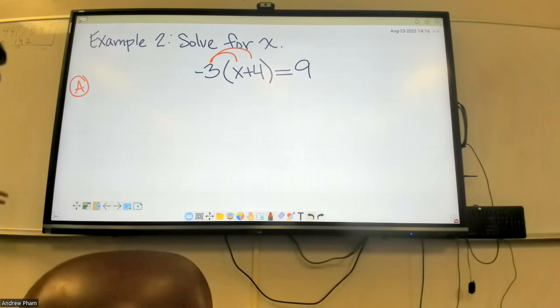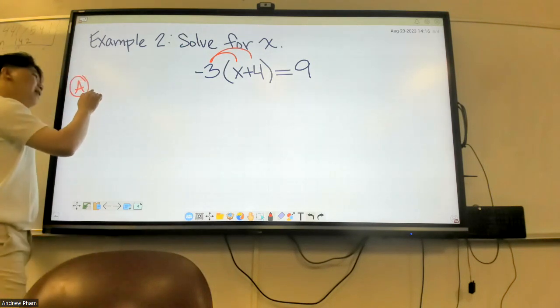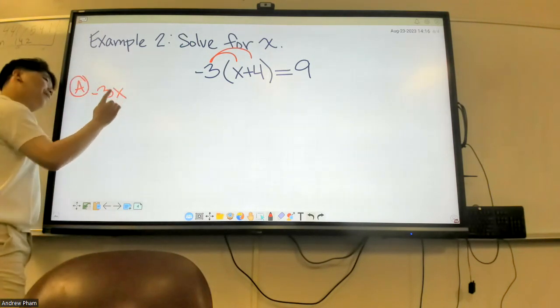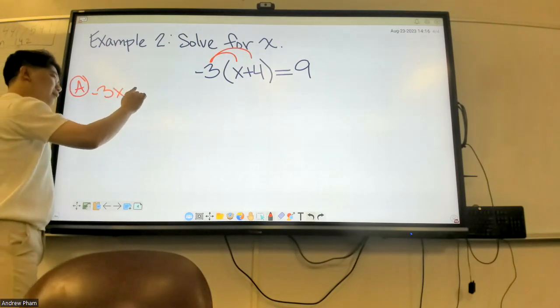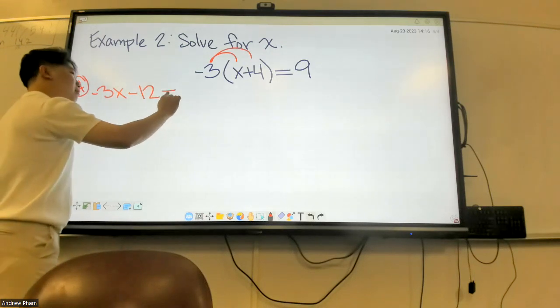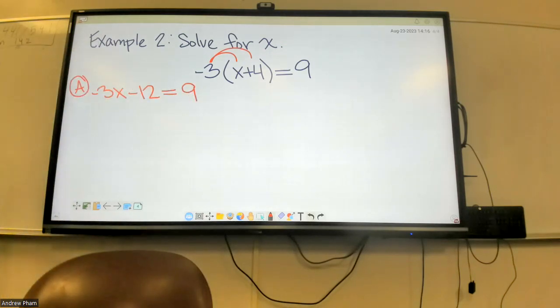If I do that, remember, distribute just means I'm multiplying -3 to each part in my parentheses. So -3 times x, I get -3x. -3 times +4, what do I get? Correct. And then this is equal to 9. We didn't do anything on the right. All right, so by multiplying and distributing that -3, I've gone ahead and got rid of my parentheses. And now I have an equation that kind of looks like what we had before on the previous one.